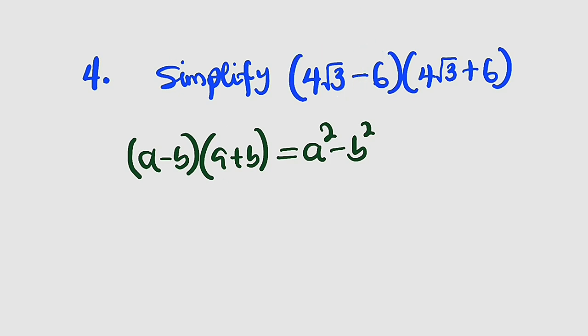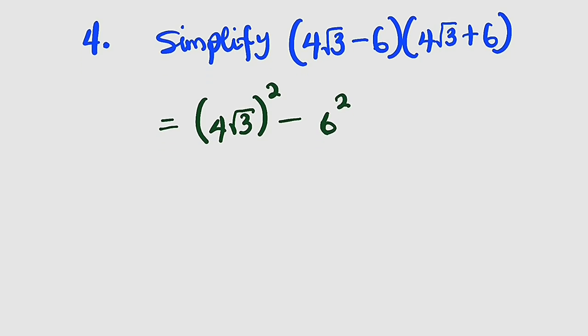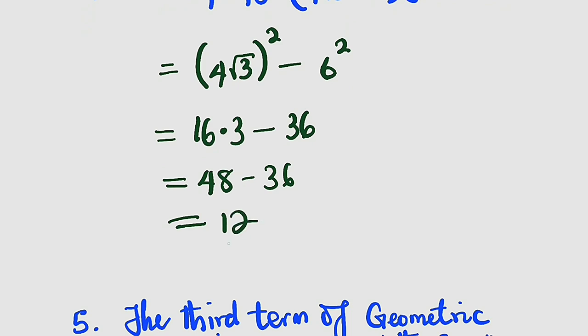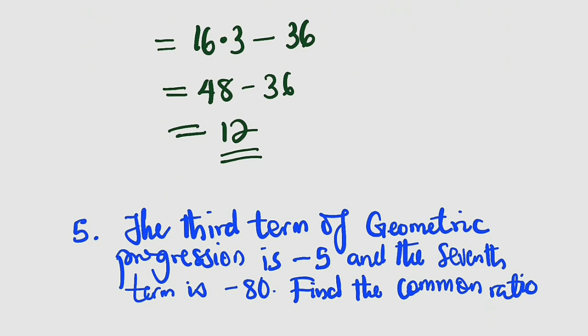So to simplify that, we are going to say 4 root 3 whole squared minus 6 squared. 4 squared is 16 multiplied by square root of 3 squared is 3, then minus 6 squared is 36. We have 16 times 3, which is equal to 48 minus 36. And this is equal to 12. As simple as that. So once you simplify this, you're going to get 12 exactly.